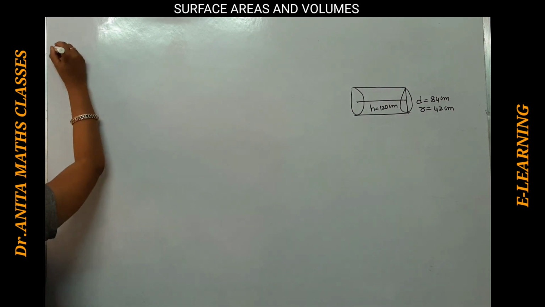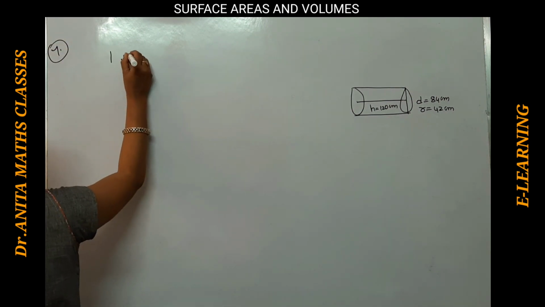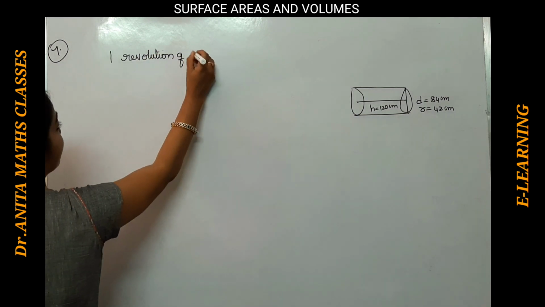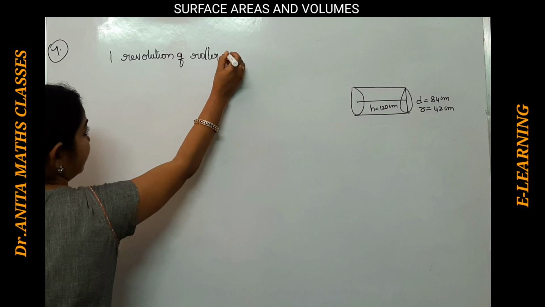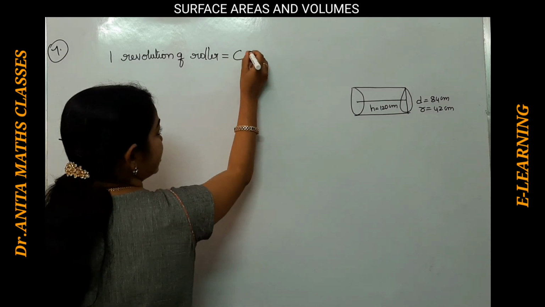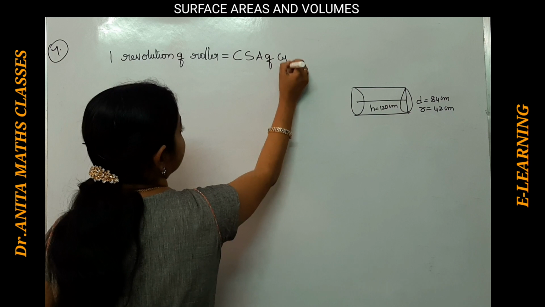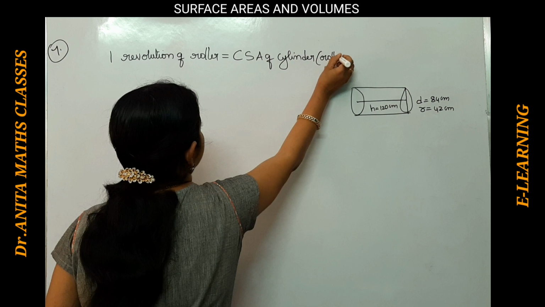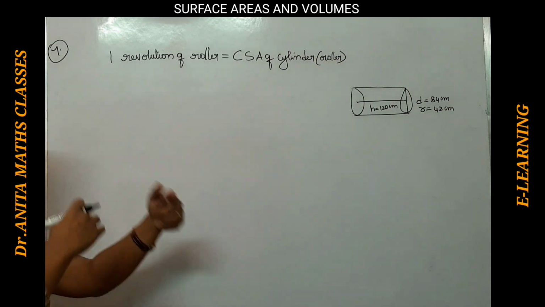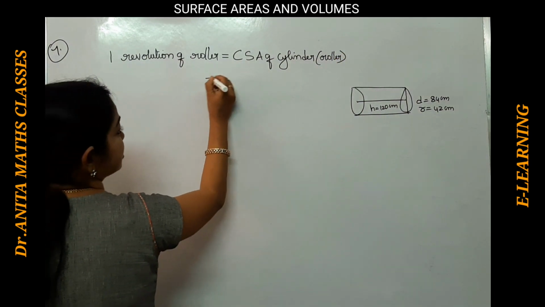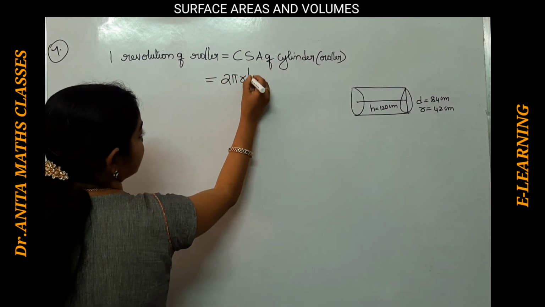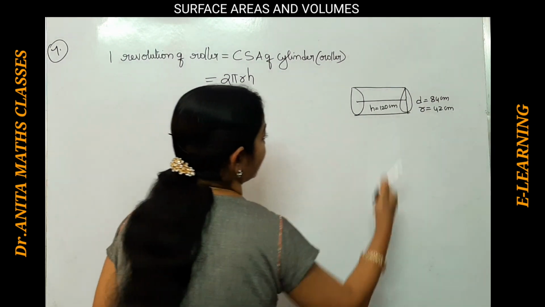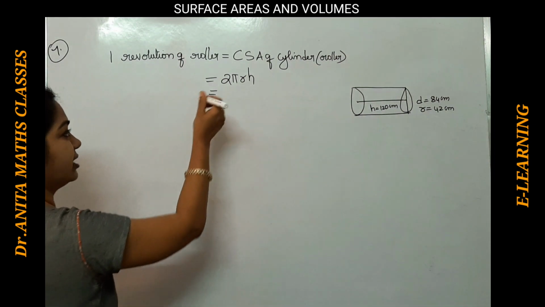Likewise we will find. Now this is the 7th one. 1 revolution of the roller is nothing but the CSA of a cylinder. Here the cylinder is nothing but the roller, isn't it? So 1 CSA of the cylinder. Let us find the CSA. That is 2 pi r h. Here r is 42 and h is 120, all in centimeters.